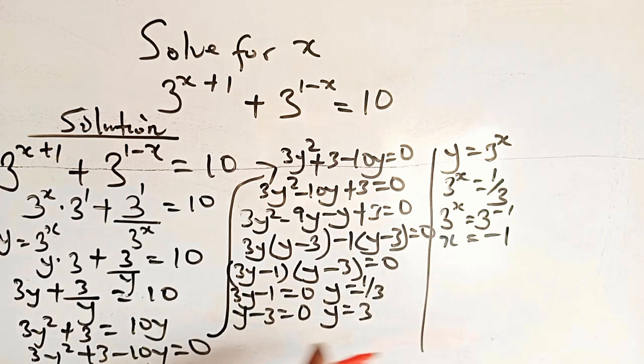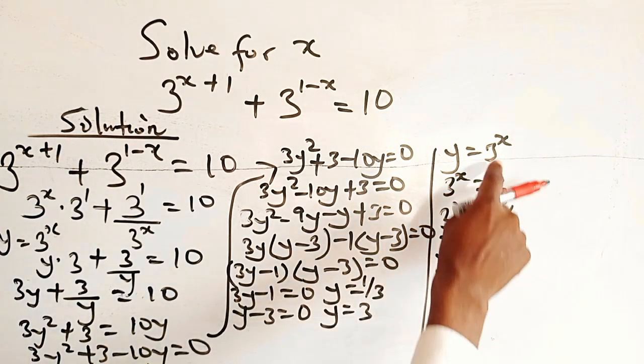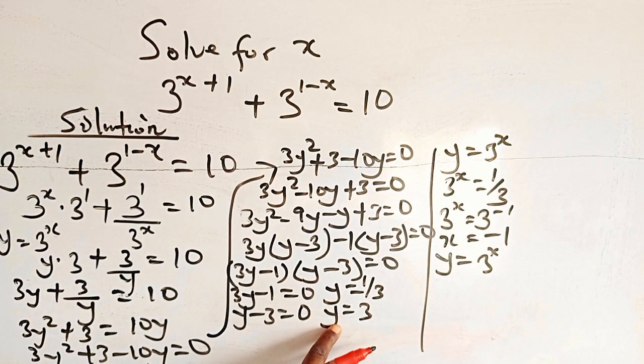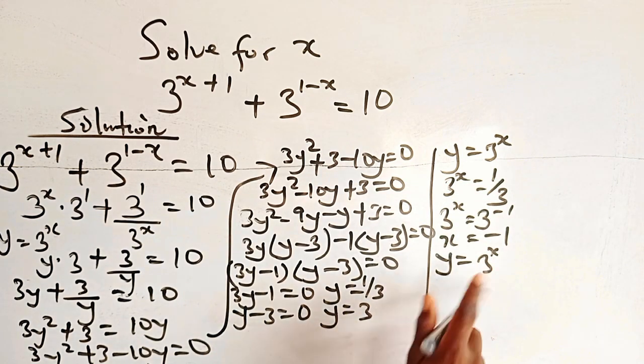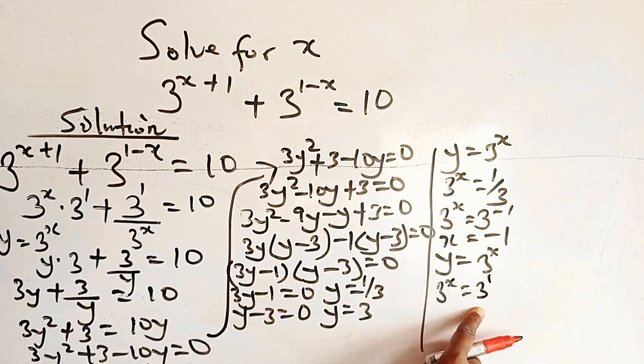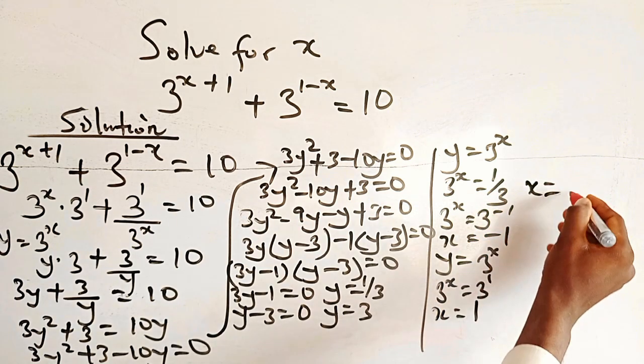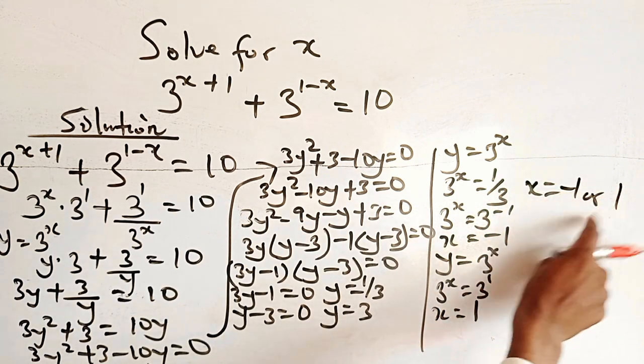That is the first case. In the second case, y equals 3 raised to the power x, and the value of y here is 3. So we have 3 raised to the power x equals 3 raised to the power 1, which is written as 3. Since we have the same base, we can equate the exponents, so we have x equals 1. So the value of x is either minus 1 or 1.